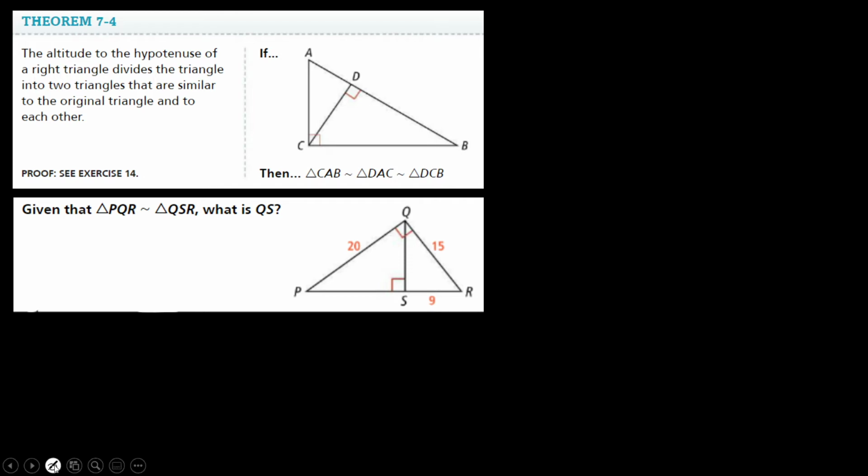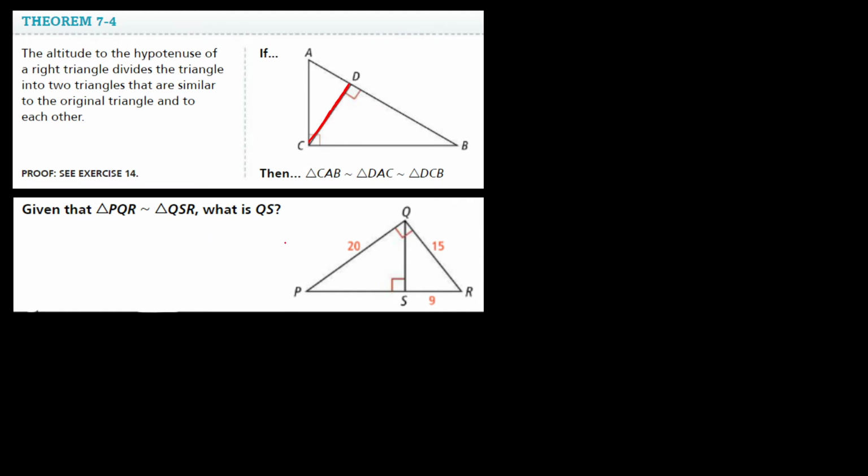So I'm just going to reiterate that whole concept. This is true in any right triangle. So when you draw the altitude from the right angle, or the altitude of the hypotenuse of any right triangle, it's going to divide the triangle into two triangles that are similar to the original triangle and to each other. So if CD is the altitude, that means that all three triangles formed are similar.